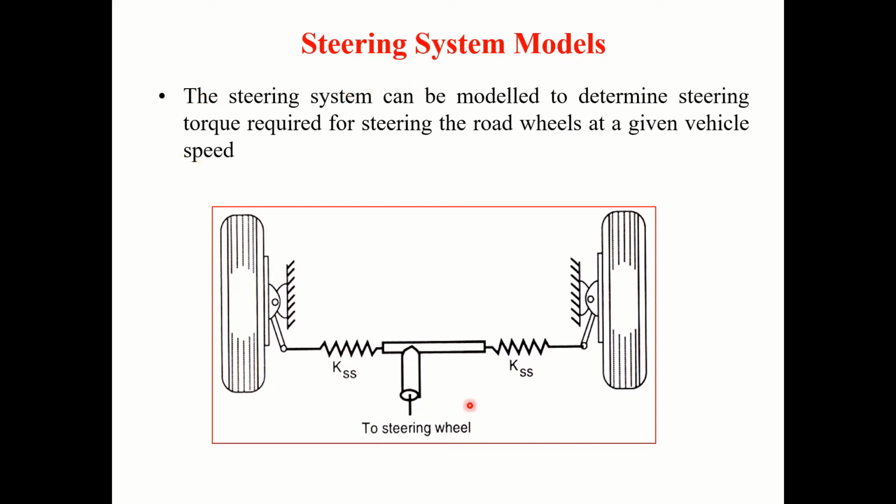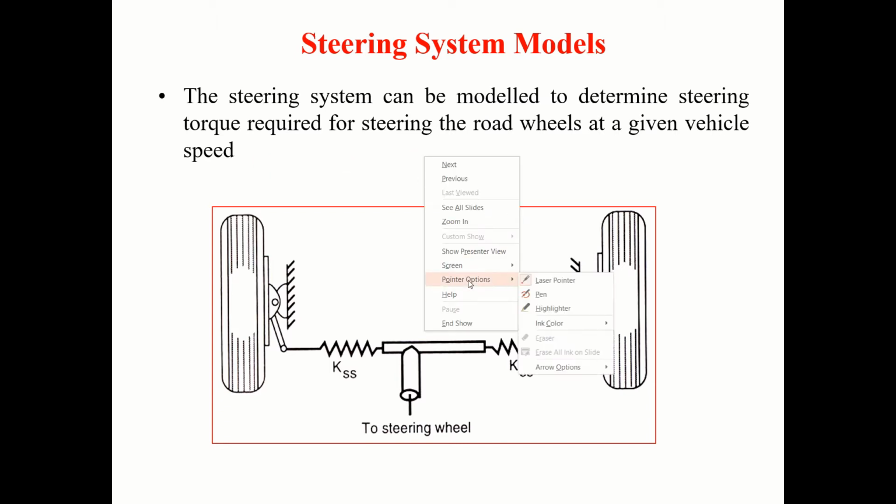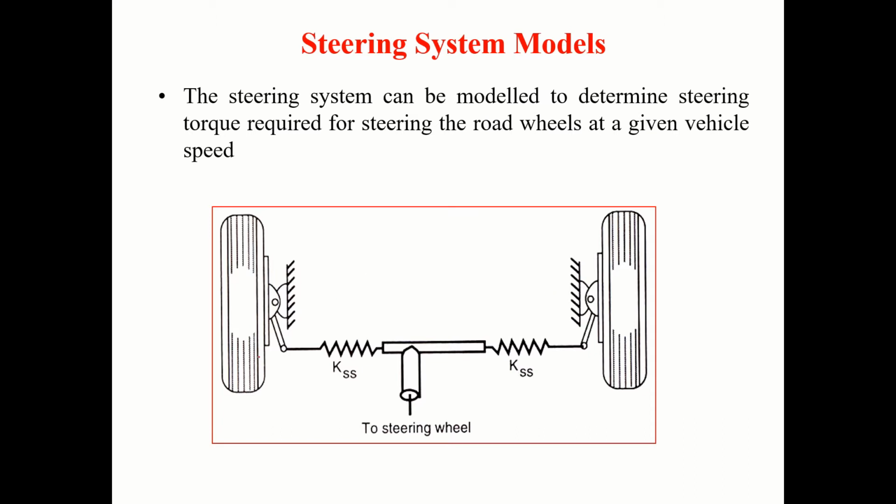The steering system shown here can be modeled to determine the steering torque required for steering the road wheels at a given vehicle speed. What I mean by that is, if you consider these wheels, here at the road contact point, there is a vertical load acting, there is a lateral load acting, also there is a traction force acting.